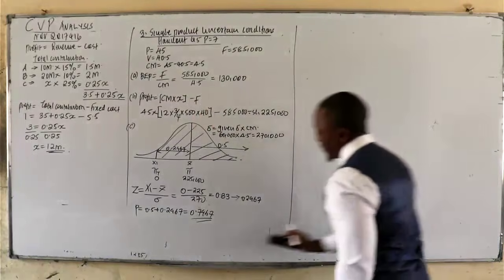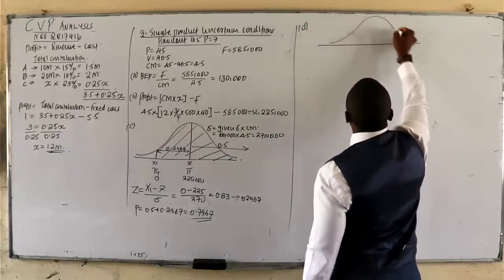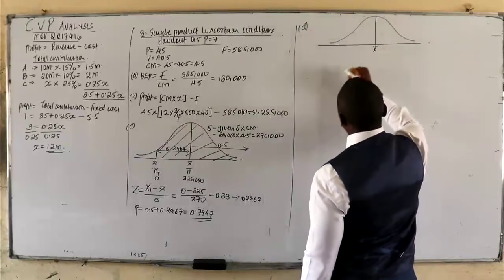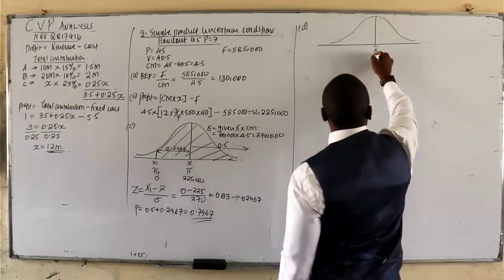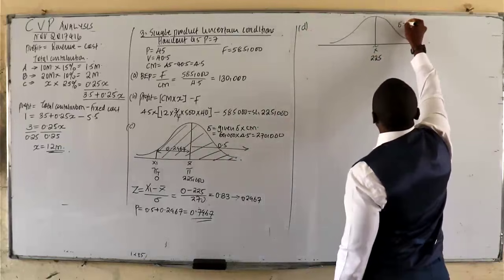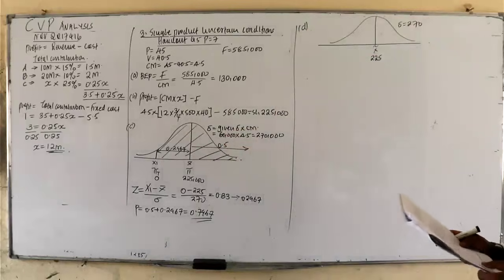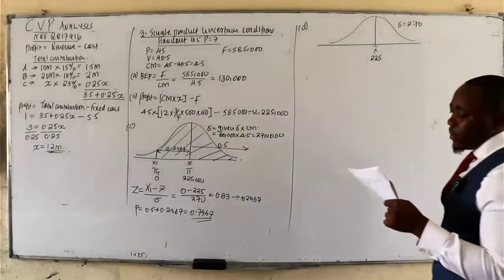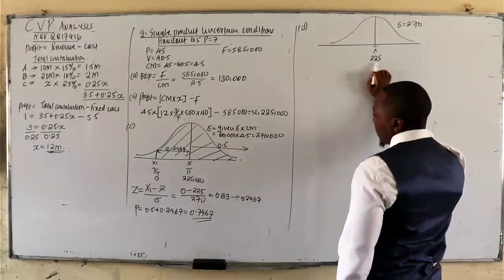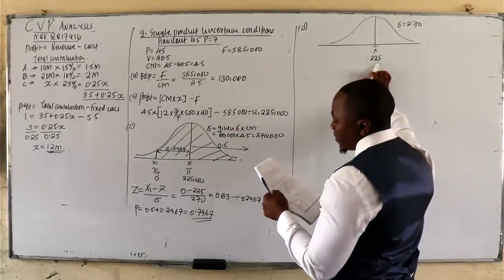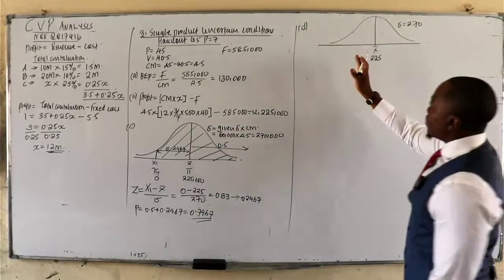Part D of the question. I'll just draw the normal curve here. This is X bar. In this case, our X bar, the average profit, does not change. And we have a standard deviation of 270, which is the given standard deviation times the contribution margin. So number D: calculate the probability that the lorry will make a profit of at least 180. X bar is 225, the average profit. 180 in this case is below the average, so it will be on the lower side.